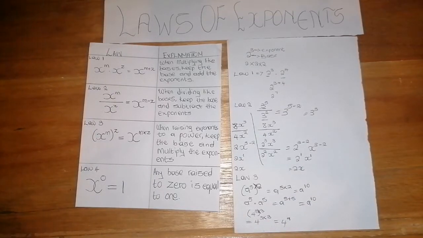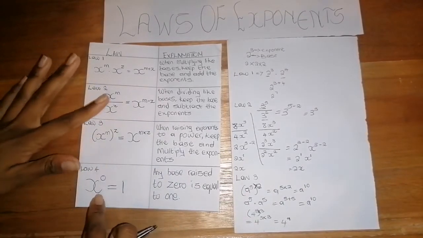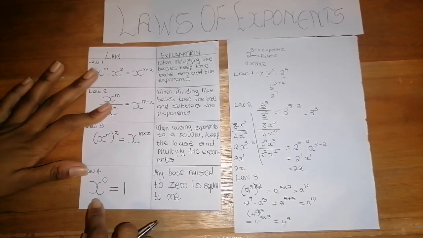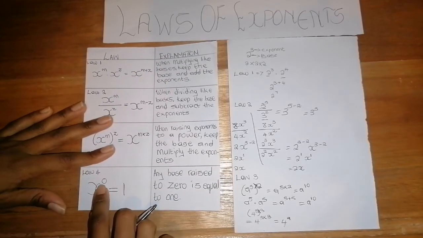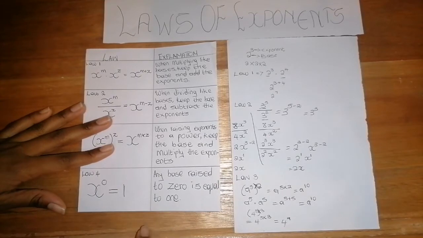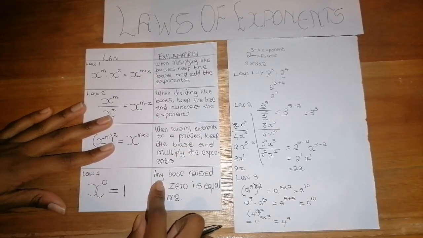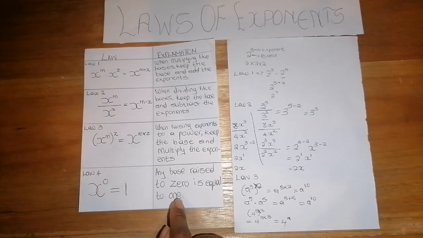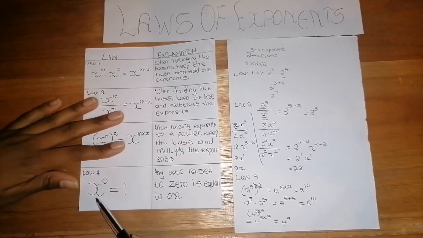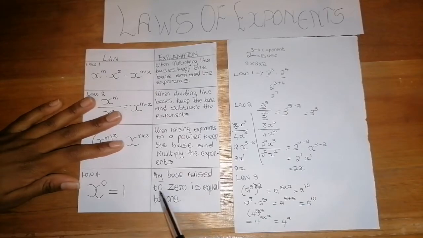So let's go to the last law which we'll be dealing with for today. Law number 4 tells us that when a base is raised to the exponent 0, it is equal to 1. The explanation here says that any base raised to 0 is equal to 1. So as we can see here, x to the exponent 0 is equal to 1.